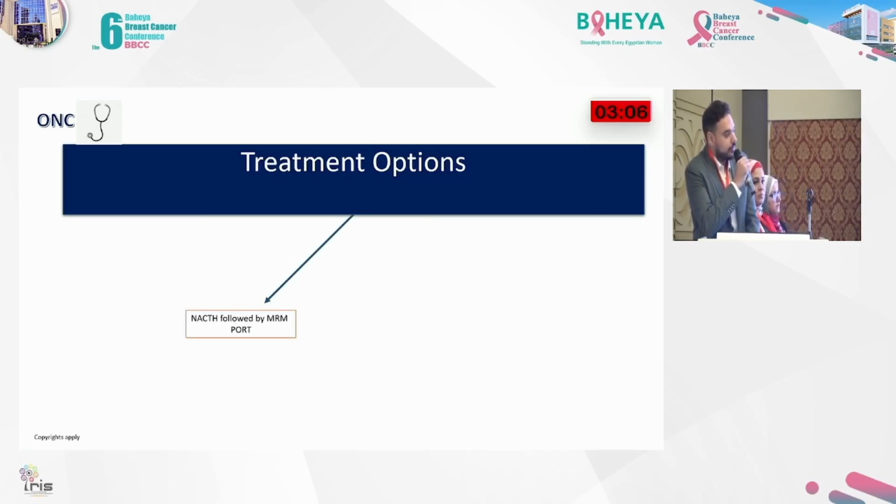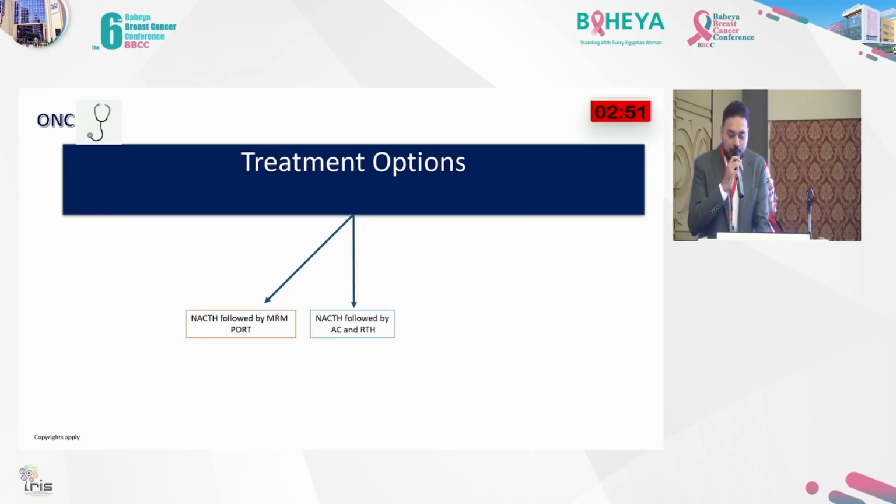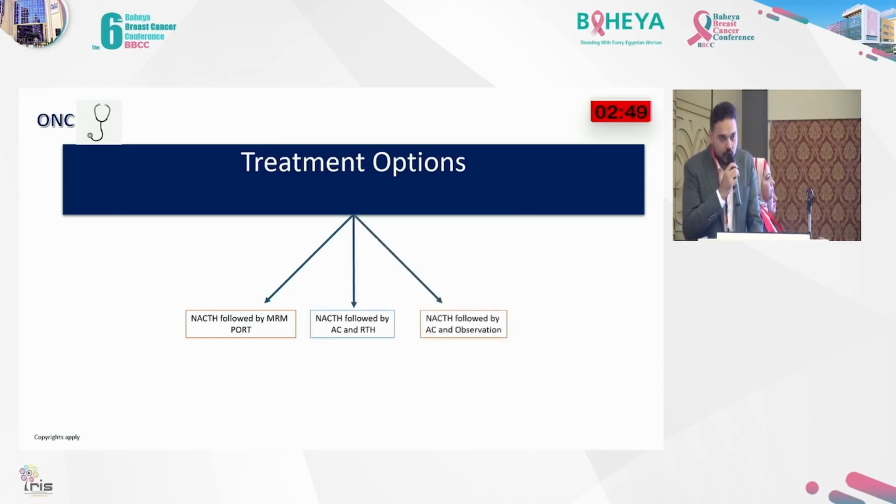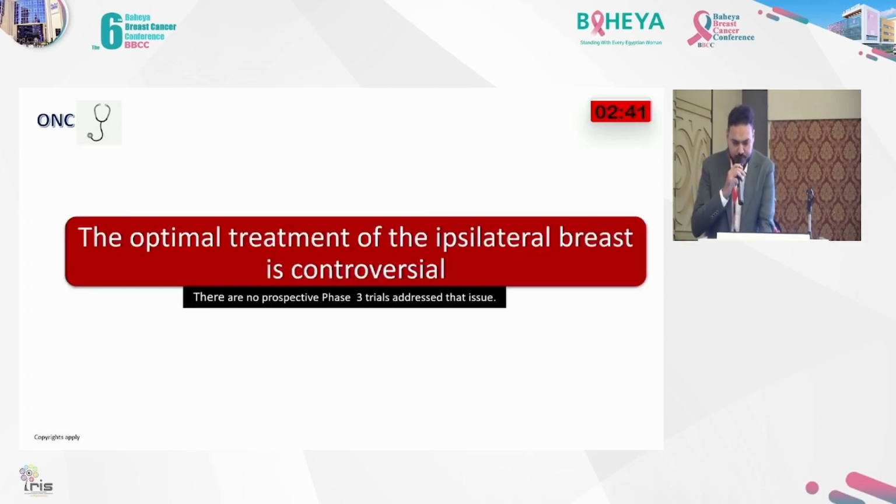This is another option, yes. As the panel said, we have the option of neoadjuvant chemotherapy followed by mastectomy, then radiation because you have N2 disease, or neoadjuvant chemotherapy followed by axillary clearance, then whole breast irradiation, and the last option is neoadjuvant chemotherapy followed by axillary dissection and observation of the ipsilateral breast.